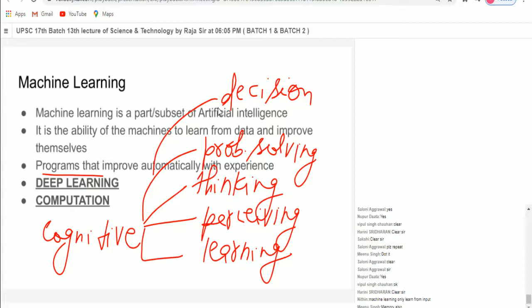And deep learning, what is this deep learning? Deep learning is a technique of machine learning. You just have to remember only this. Deep learning is a technique of machine learning. One of the techniques of machine learning is deep learning.